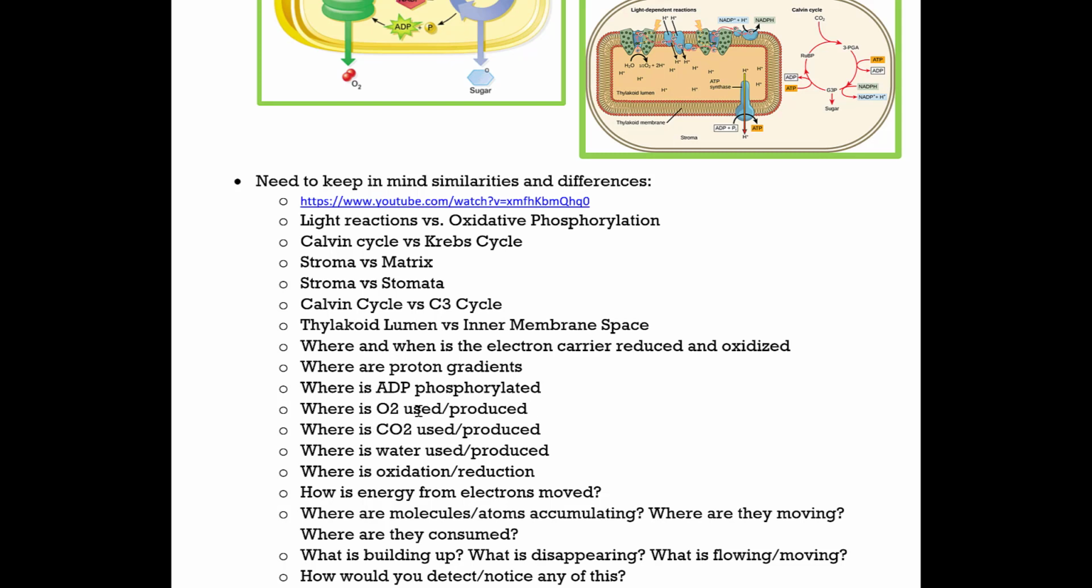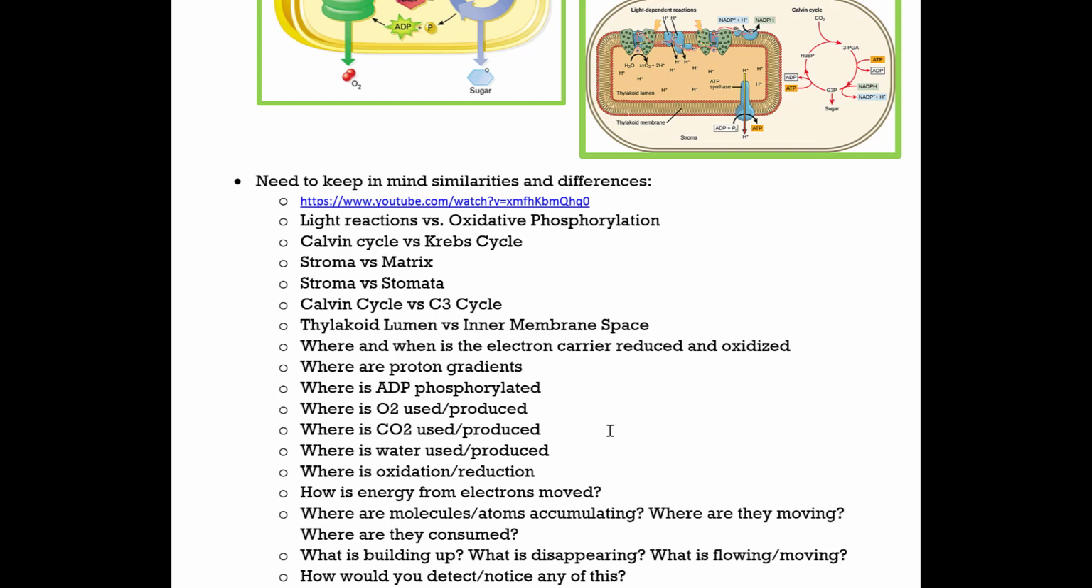And oxygen is actually used during cellular respiration. It's the final electron acceptor, and when it accepts those electrons at the end of the electron transport chain, it is reduced to water. Carbon dioxide is used or produced in photosynthesis during the Calvin cycle. It is actually consumed by the Calvin cycle. The carbon is removed by Rubisco and added to RuBP during the first stage of the Calvin cycle, which is called carbon fixation.